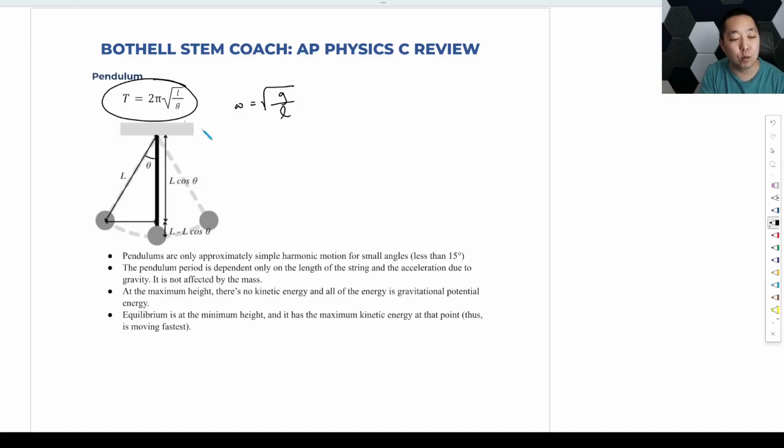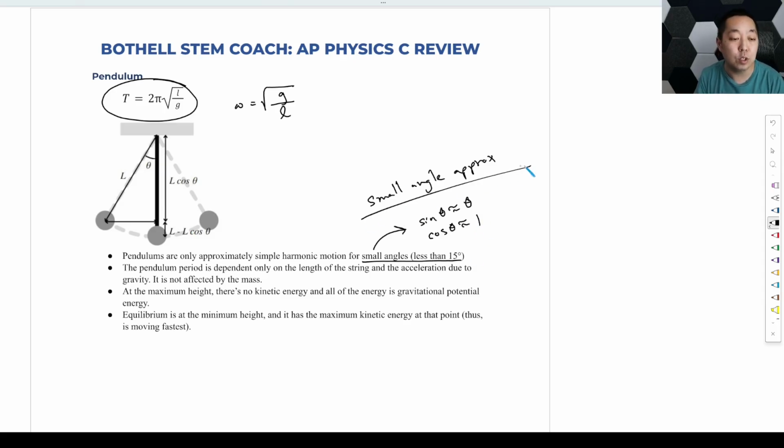If you do a net torque equation here, you would derive that, and we'll go through some examples where we have to derive this part here. But in general, pendulums are only approximate simple harmonic motion for small angles, because in the small angle approximation, we say sine theta is about equal to theta. So this is our small angle approximation. For small angles, sine theta is about equal to theta, and cosine theta is about equal to 1. Those are the small angle approximations that we use when we're setting up net torque equals I alpha, if you want to see the derivation. The lessons have the derivations on how to do that, but that's something that we've done before.